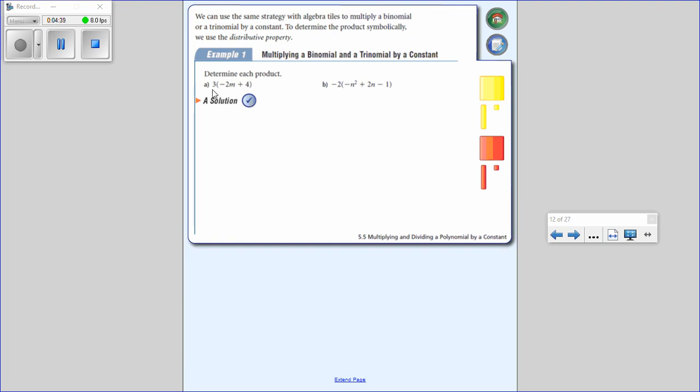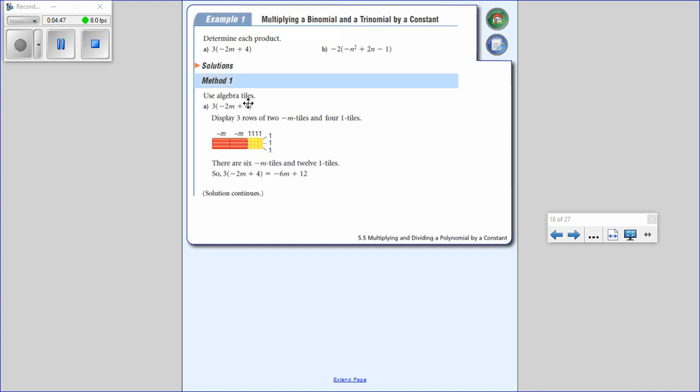All right, so if we were going to do these examples, again, if we look at that first one, we have 3, and then our polynomial is minus 2m plus 4. We're going to do 3 times minus 2. Okay, so we could show it with our algebra tiles. So we have minus 2m plus 4 in each row. As we go across the row, you have minus m, 1, 1, 1, 1. So each row is showing you minus 2m plus 4, and we have 3 of those rows. That's how we're multiplying it by the 3.